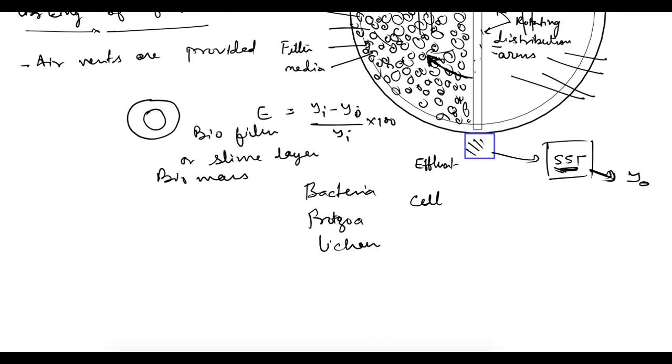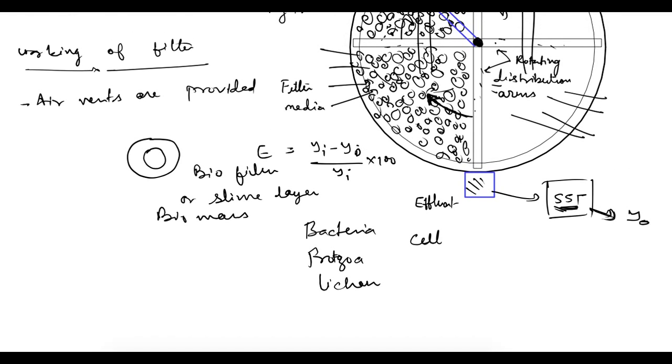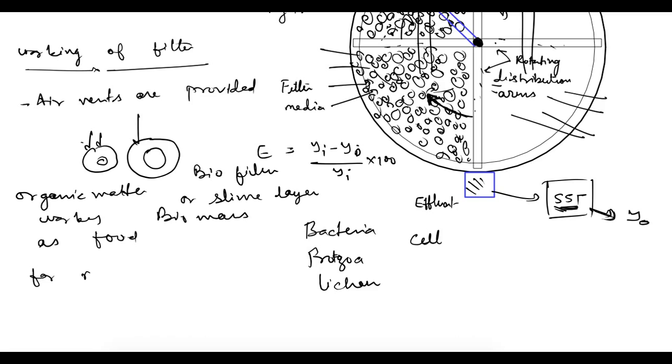That will make this slime layer, and as the sewage passes through this filter bed, it will come in contact with this slime layer, and the organic matter that is present in sewage works as food for microorganisms.